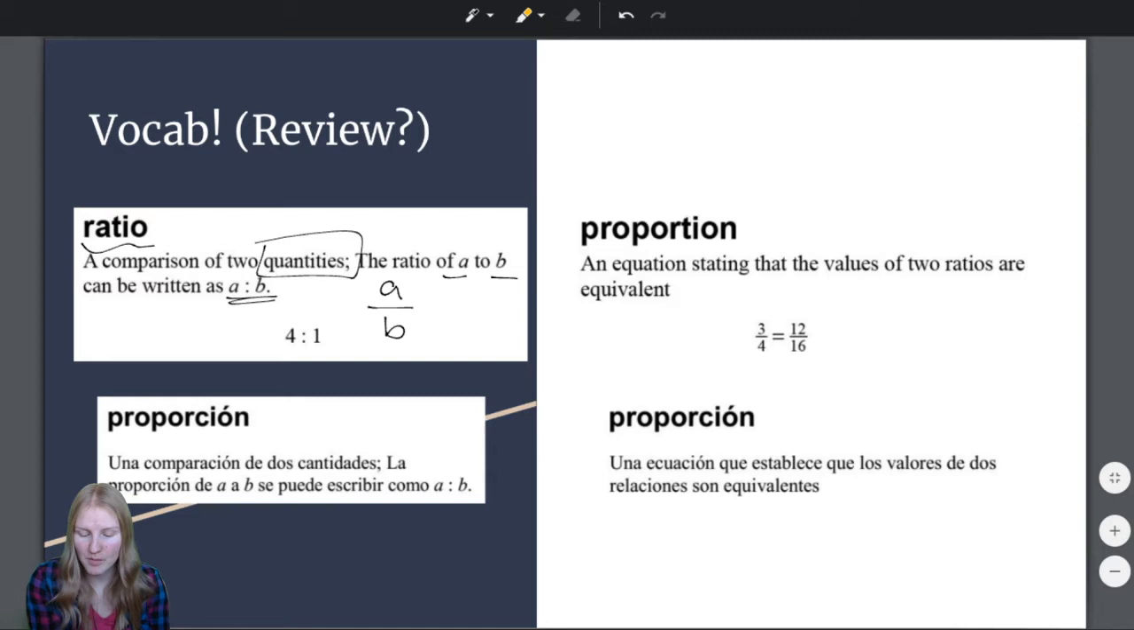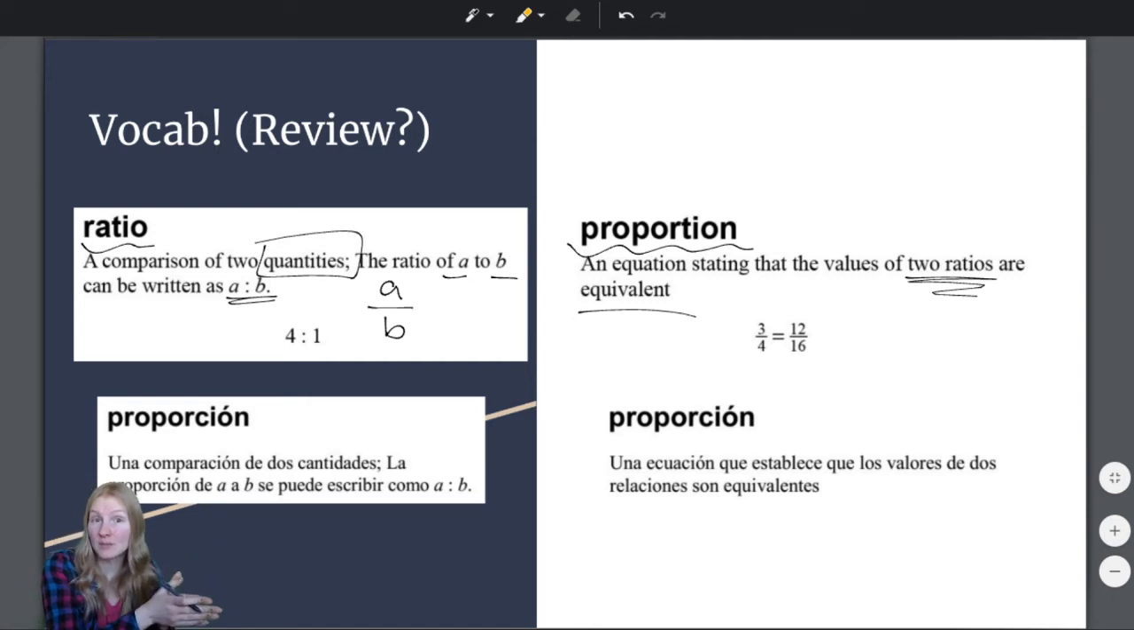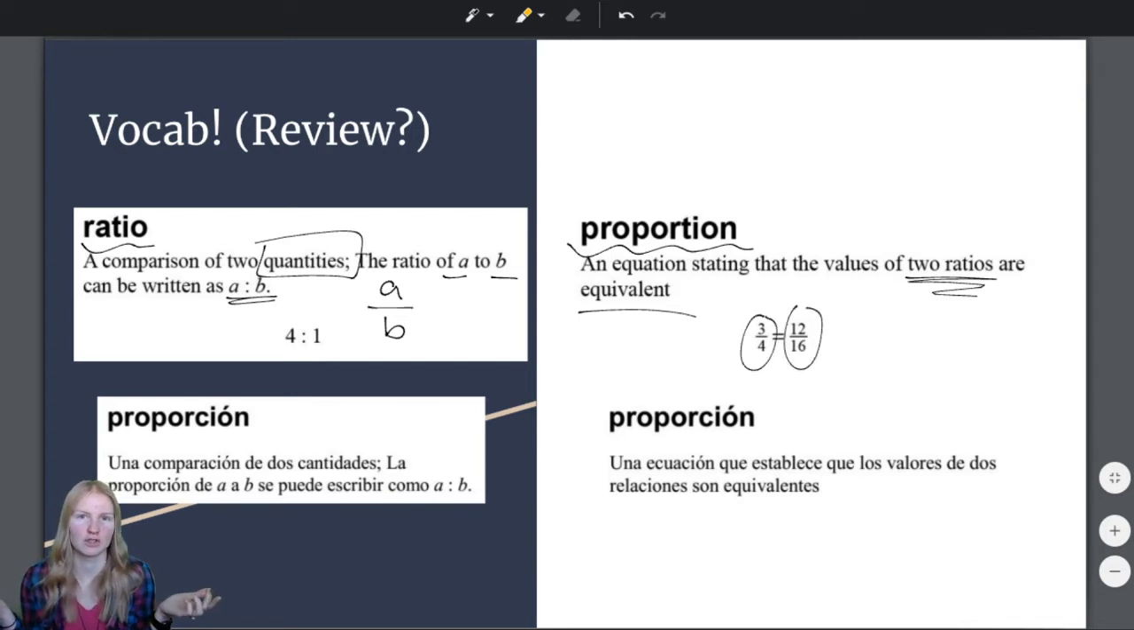Now, a proportion is similar to a ratio, but we are making two ratios equal. So I could say the ratio of girls to boys is the same as the ratio of people who like M&Ms to the number of people that like Skittles. So the proportions need to be equivalent fractions.